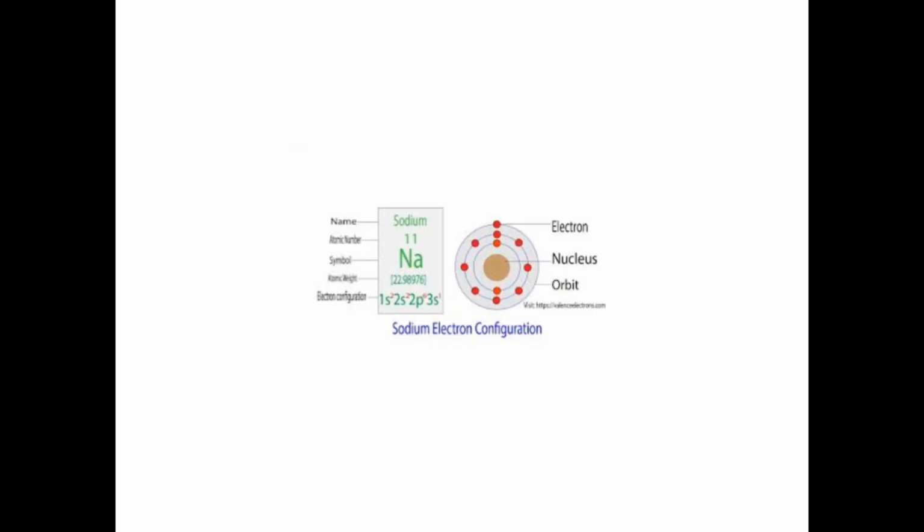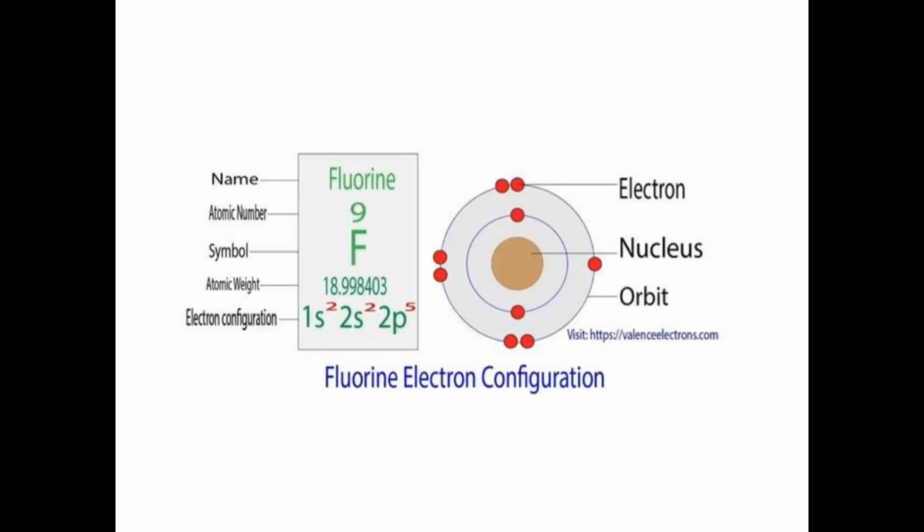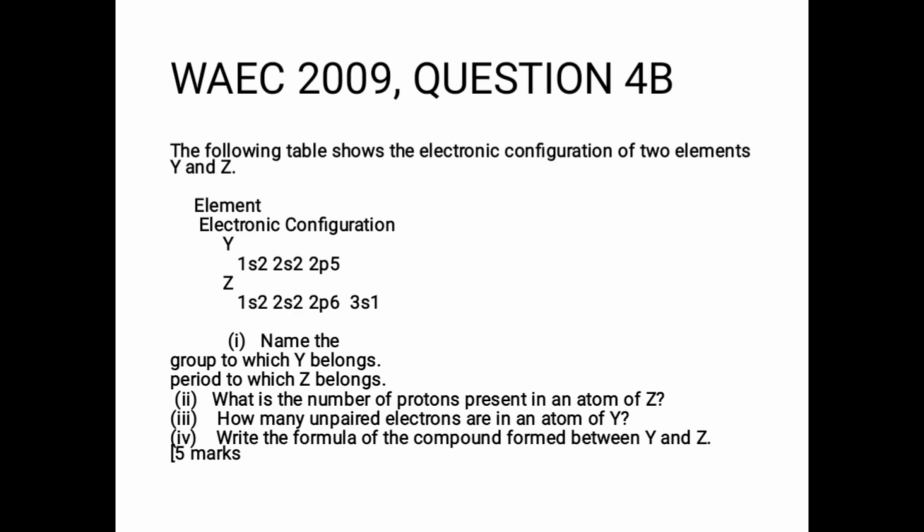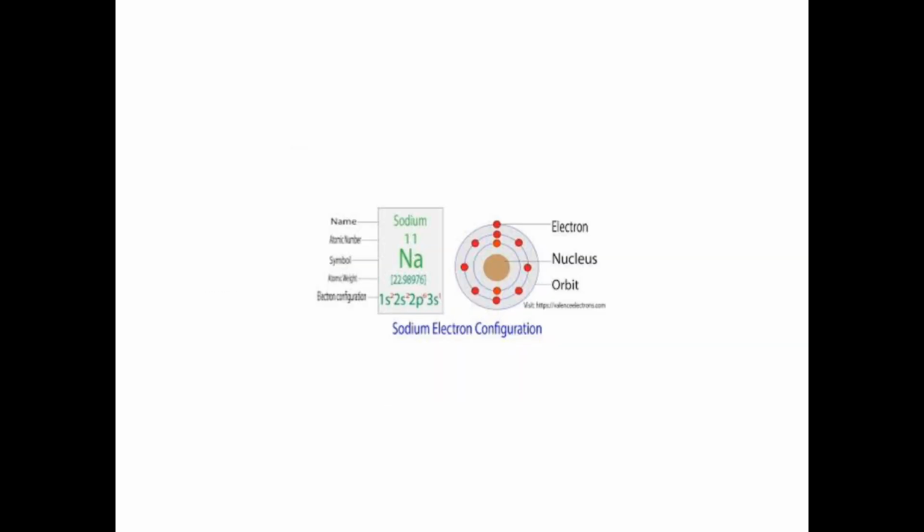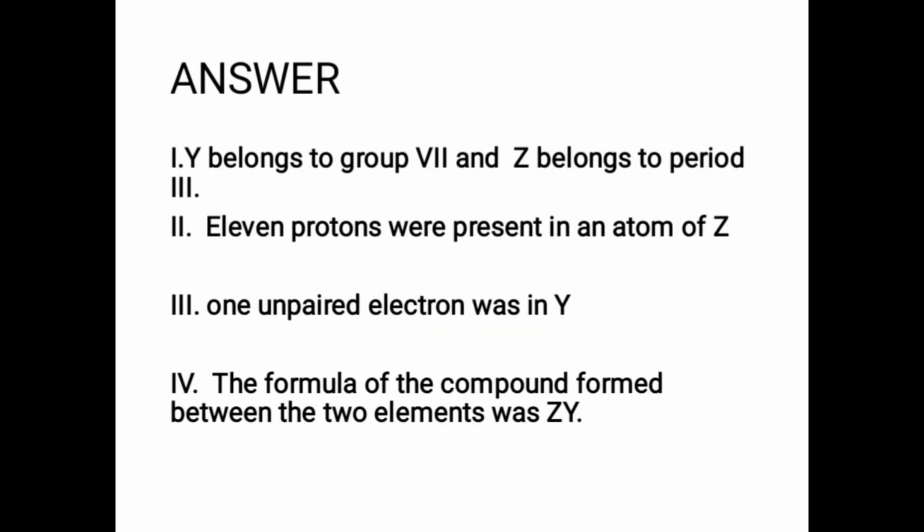Now they also mention Z. The Z there, they said it contains 1s2, 2s2, 2p6, 3s1. If you add them together, you're going to get 11. That means the atomic number of Z is 11. And the element that has it is sodium. Sodium has that electronic configuration. That means Y is fluorine, Z is sodium. And then the group that Y belongs to is group 7, while Z belongs to period 3, which is sodium.